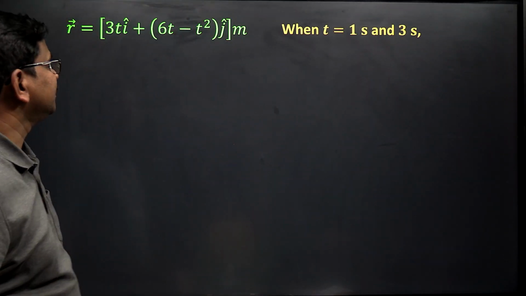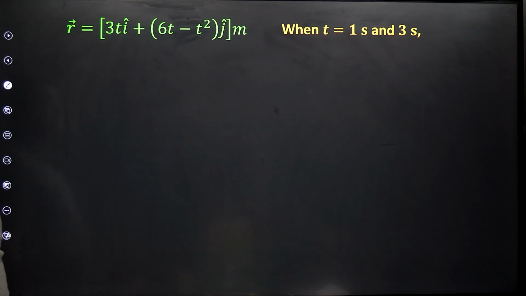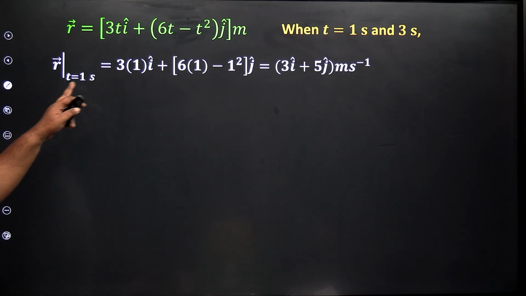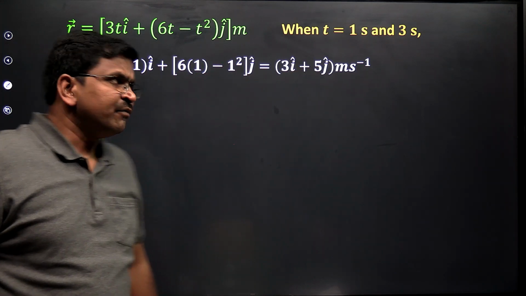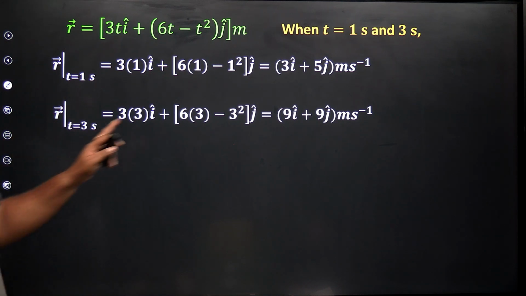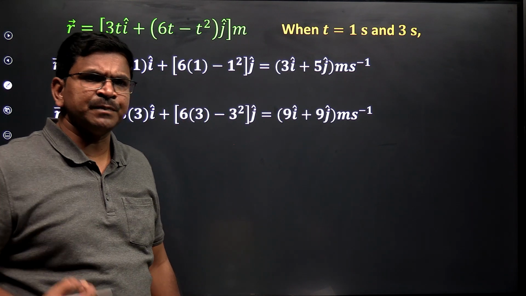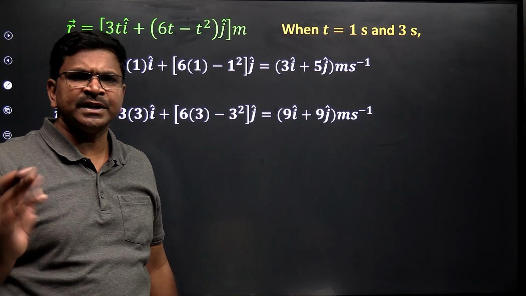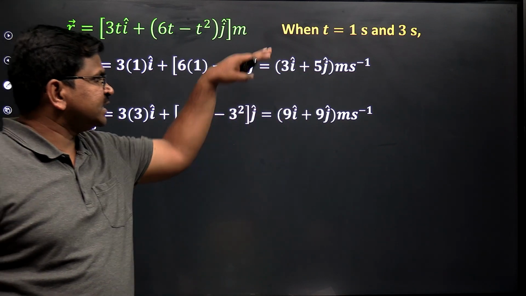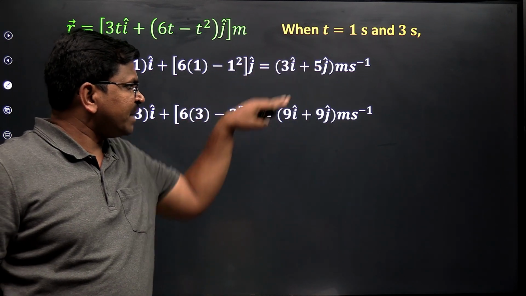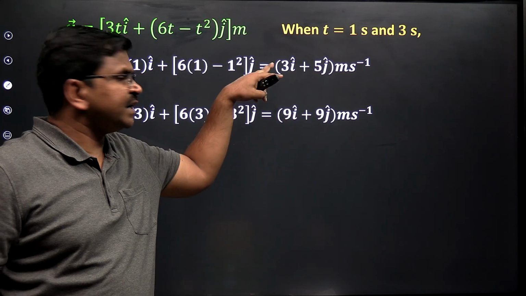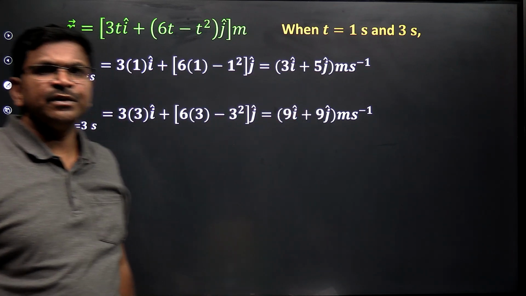Now just substitute t equal to 1 second and 3 seconds. When t equals 1 second, the position is 3i plus 5j. When t equals 3 seconds, the position is 9i plus 9j. We want the displacement, so final minus initial, r2 minus r1. Subtracting, 9i minus 3i is 6i, and 9j minus 5j is 4j.